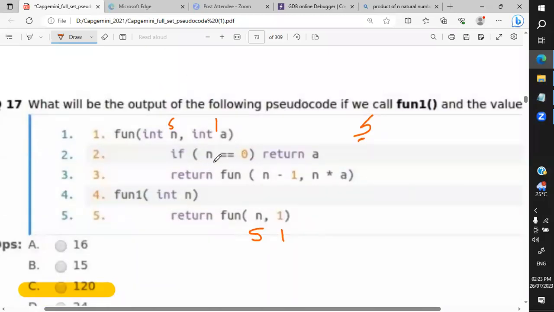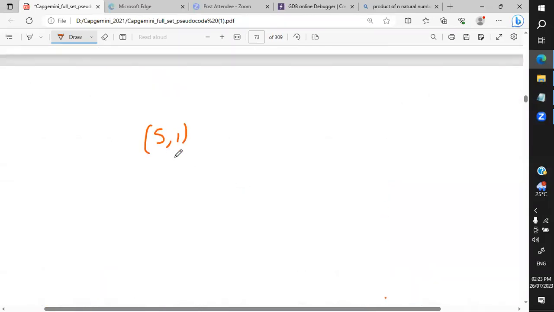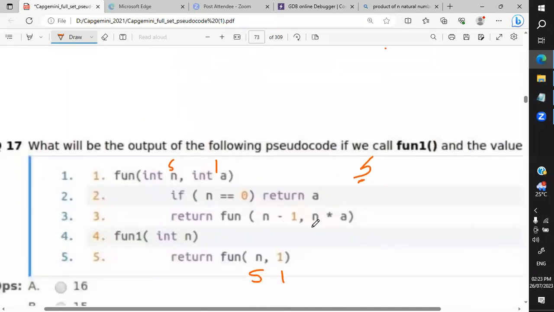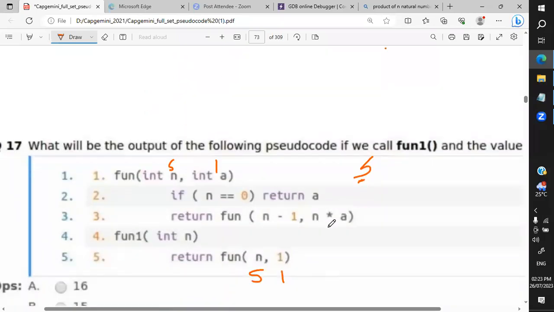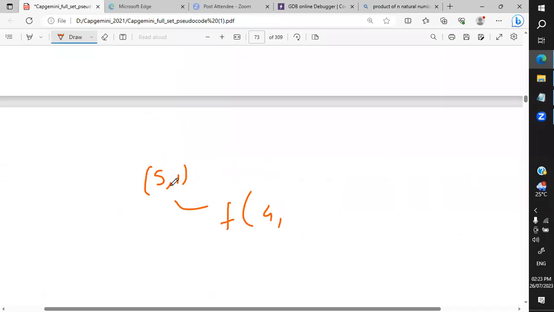First, n is 5 comma 1. We are calling the function with 5 comma 1. What will happen? It will check n equal to 0. N is 5. 5 equal to 0, is it true? False. As it is false, it will come to the next one. Return fun of n minus 1 comma n into a. What is n minus 1? 5 minus 1, 4. Comma n into a. What are the n and a values? 5 and 1. 5 into 1 is 5. We are calling the function with 4 comma 5.